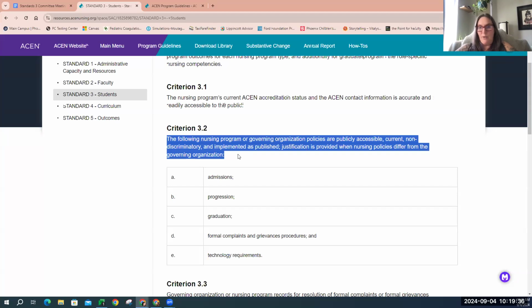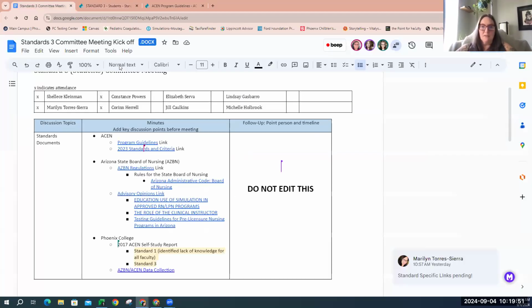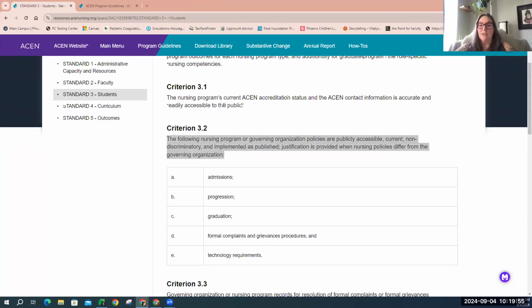What this means is when I have been going around telling everybody, you've got 3 handbooks. And here's why you have 3 handbooks. When they say governing organization, they're talking about Phoenix College specifically. So do our students still have to abide by those rules that are in there? And if those rules are different than our nursing program, why? Okay.